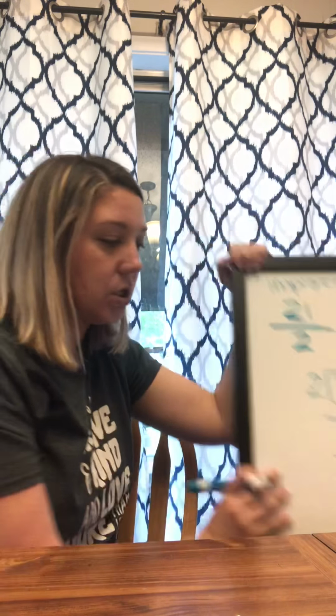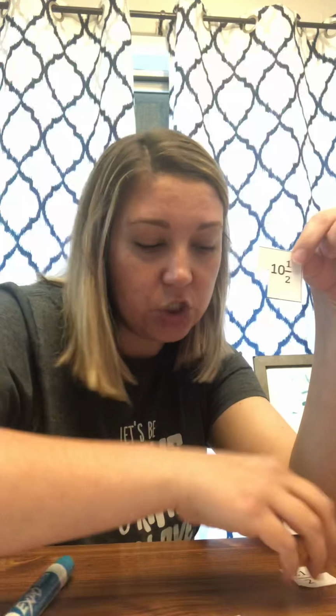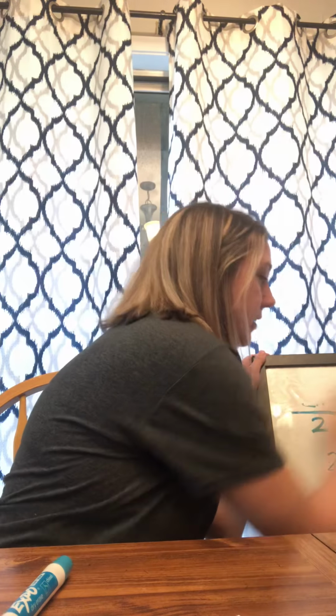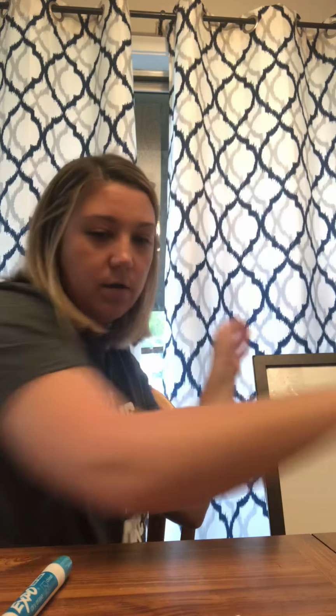So now I'm going to go through my puzzle pieces, and I'm going to find 10 and a half. And this is self-checking, so you should see that they match, and you are correct, okay? So now I'm going to do one from a mixed number to an improper fraction.